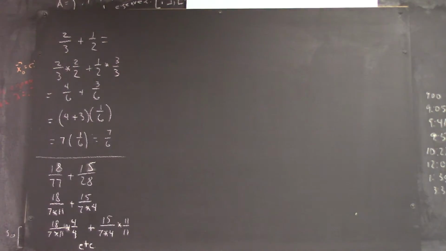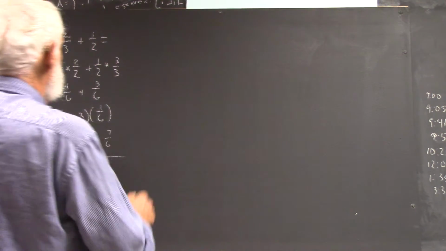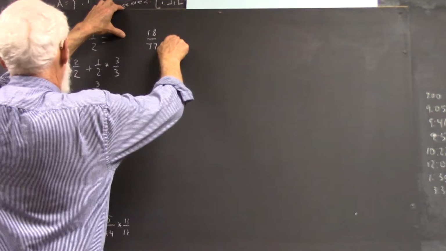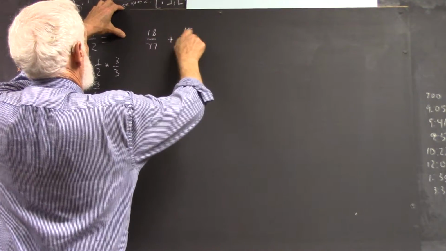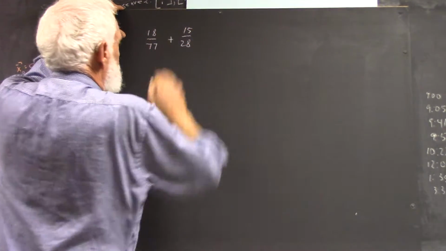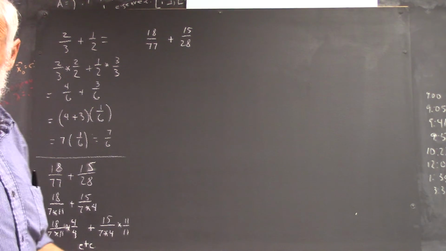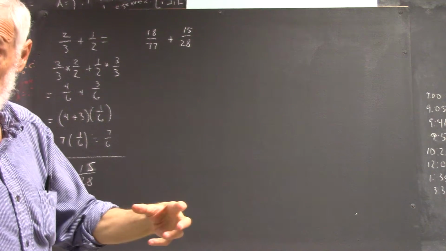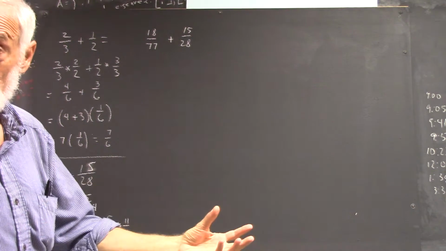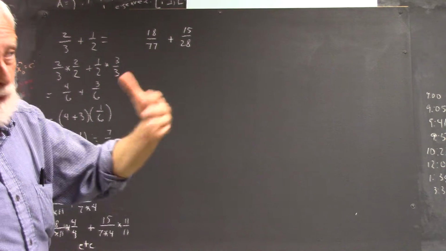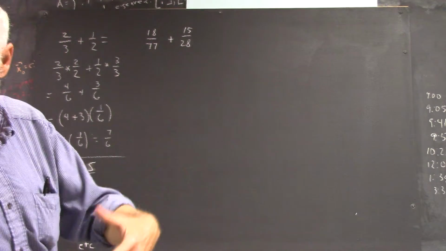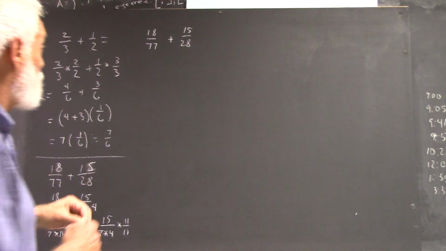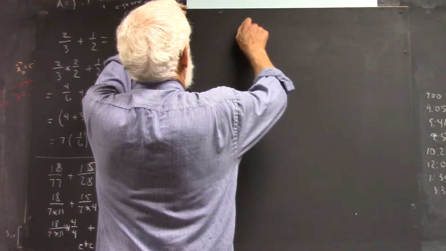So if we do it again, 18 over 77 plus 15 over 28. Every number I'm going to factor, okay, into primes. Prime factorization, something you should know, but if it's been a while, if you didn't really get it when you got it, and got it long enough to pass the SOL and forgot it, okay? So let's see how we do this. Okay, we do 18.